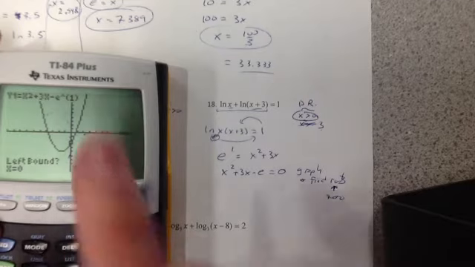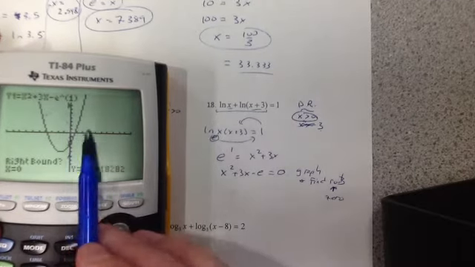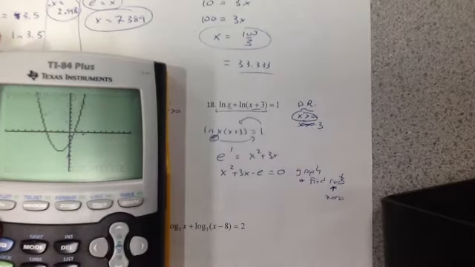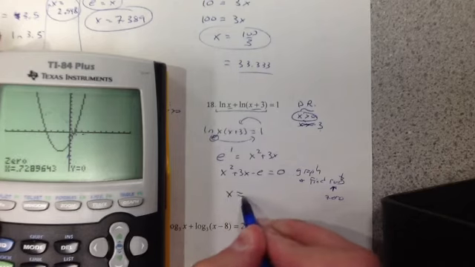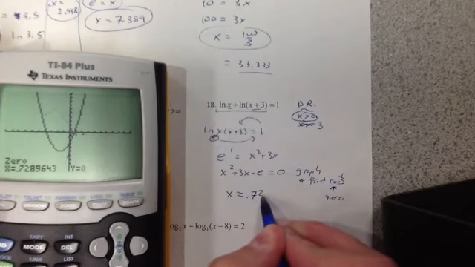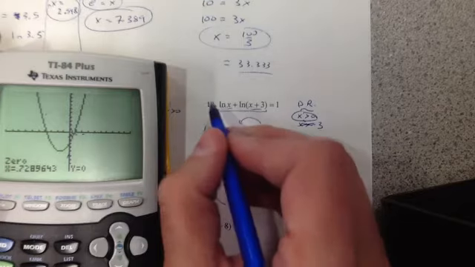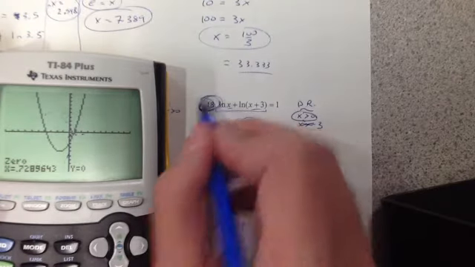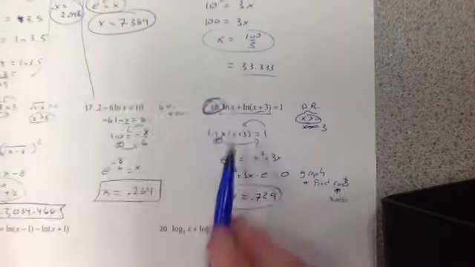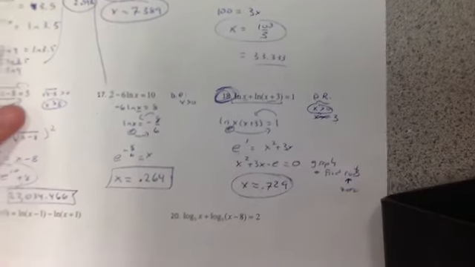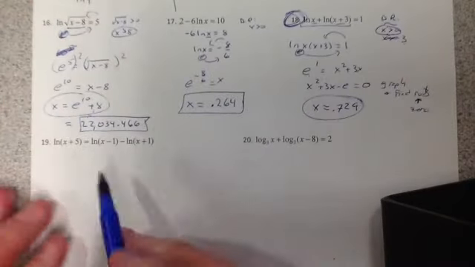That's funny. All right, so left bound, 0 is fine. Looks like about 2 is fine. So hit enter, and I get about 0.729. Do this one again and again, because you want to know how to use the calculator. All right, let's do one more together, and then we're done.